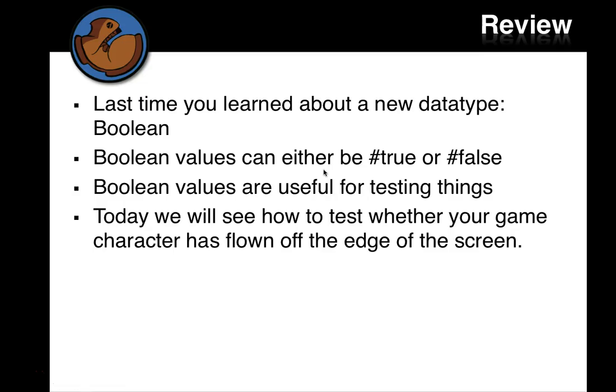Last time you learned about a new data type, which is Boolean. Boolean values can either be true or false. Remember this, it has a weird kind of name, unlike number. Boolean is based on somebody's name, the guy who talked a lot about these true and false things and what we can do with them. So Boolean values can be either true or false, and that makes them useful for testing things. Today we'll see how to test whether your game character has flown off the edge of your screen.